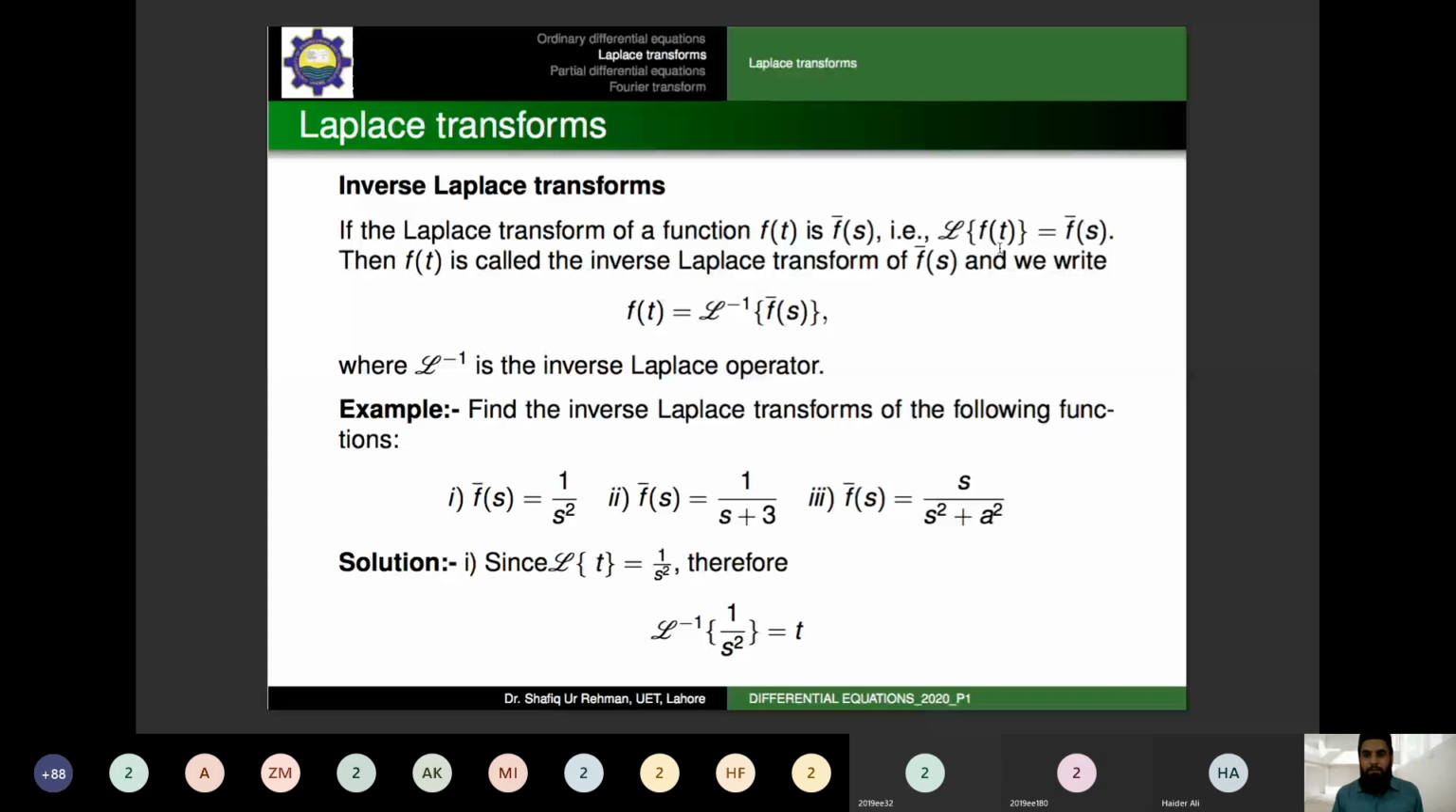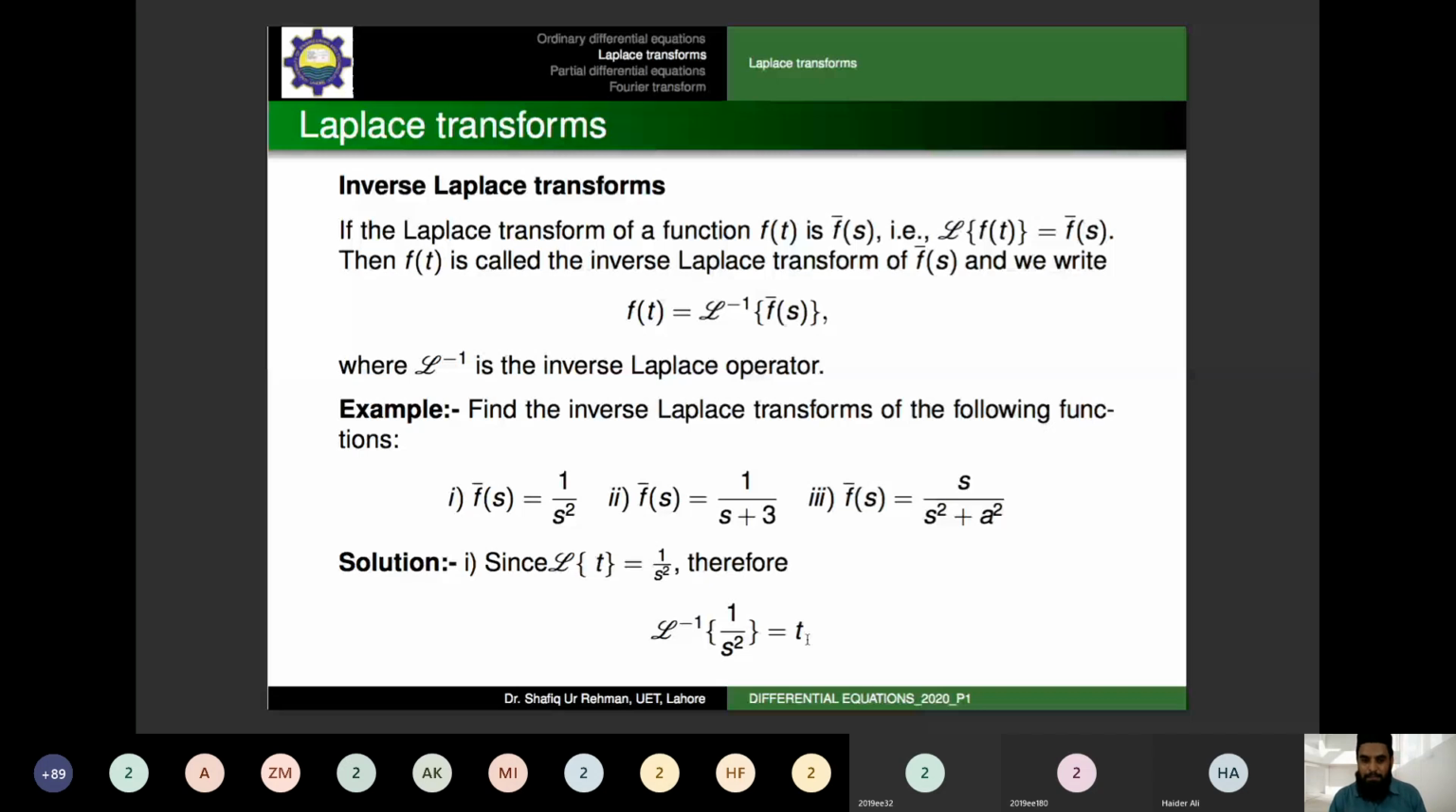Find the inverse Laplace transforms of the following functions. If you take an example like this one, f bar of s is 1 upon s squared. You should be aware of the previous table for all sorts of Laplace transforms. The inverse will only come in that fashion if we know the Laplace transform. We know Laplace of t is 1 upon s squared. So the inverse of 1 upon s squared is equal to t. Pretty simple.